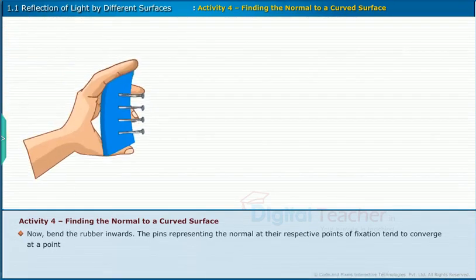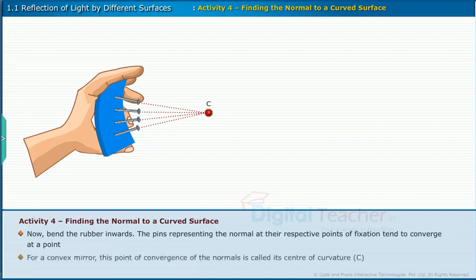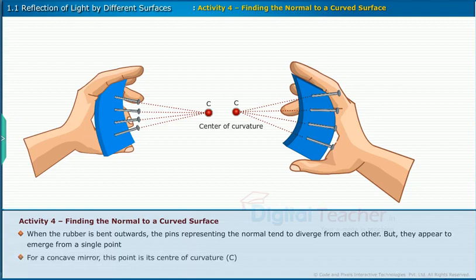Now, bend the rubber inwards. The pins representing the normal at their respective points of fixation tend to converge at a point. For a concave mirror, this point of convergence of the normals is called its center of curvature C. When the rubber is bent outwards, the pins representing the normal tend to diverge from each other, but they appear to emerge from a single point. For a convex mirror, this point is its center of curvature C.